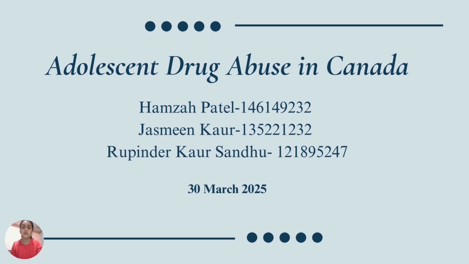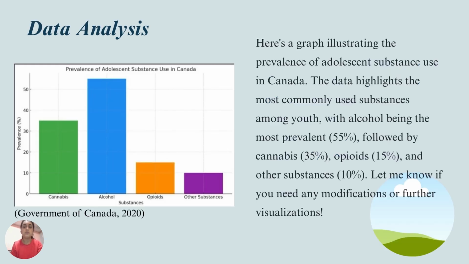Here I am going to discuss the data analysis. This graph illustrates the prevalence of adolescent substance use in Canada. The data highlights the most commonly used substances among youth, with alcohol being the most prevalent at 55%, followed by cannabis at 35%, opioids at 15%, and other substances at 10%.